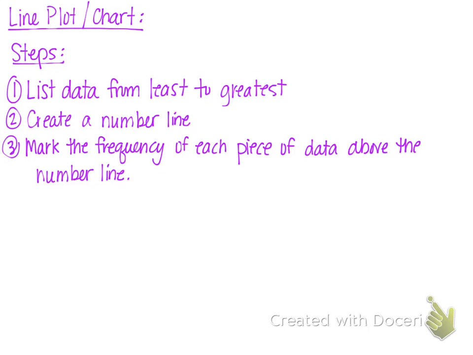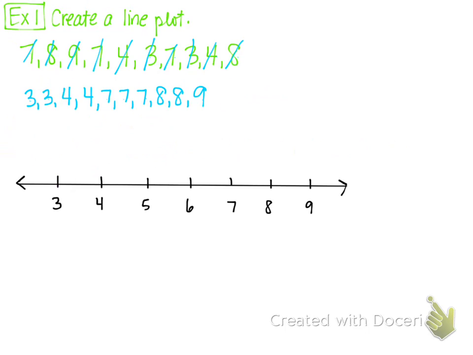Step 3 says mark the frequency of each piece of data above the number line. Above 3, we've got 2 3s listed here, so we're going to put 2 X's, and you want to make them all the same size. For 4s, we have 2 4s, so these should be the same height. No 5s, no 6s. We've got 3 7s, and obviously that tower should be taller than the other 2. 2 8s. And then we have 1 9. And there is our line plot.